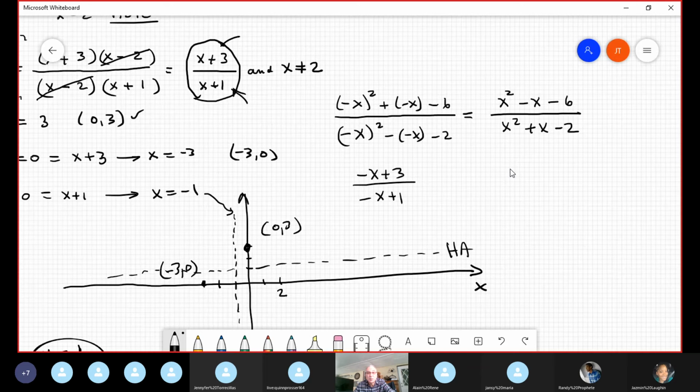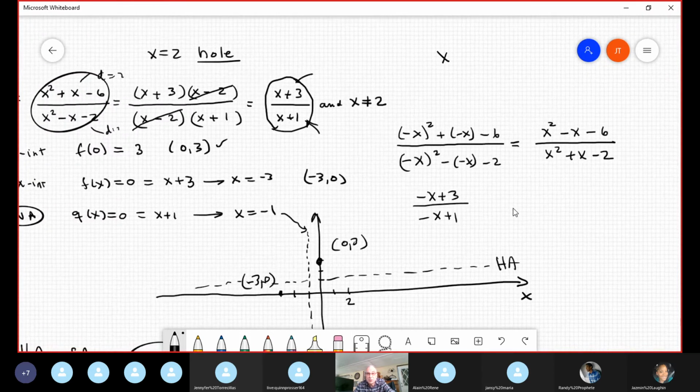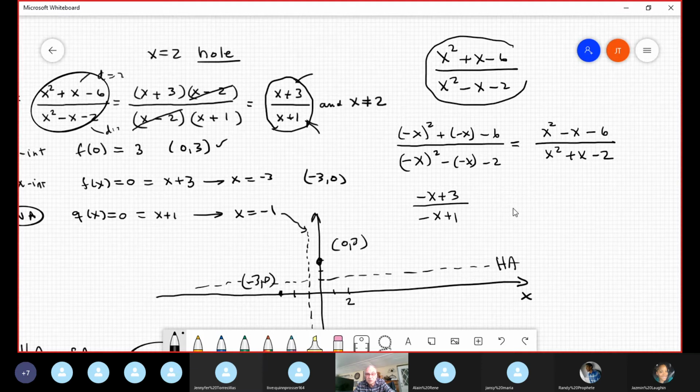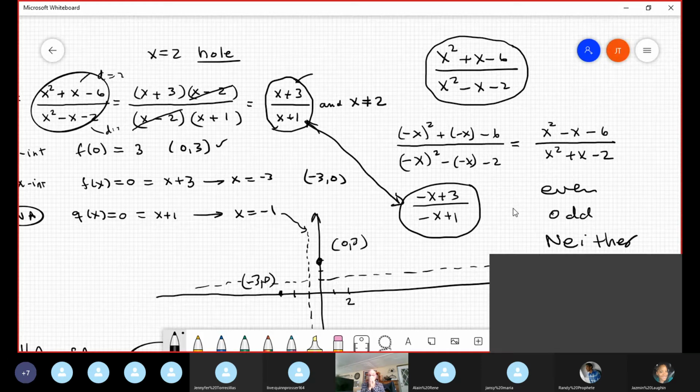Let me copy the original. The original was x squared plus x minus 6 over x squared minus x minus 2. No? This is the original. All this compare with this. It's not the same. What do you think? Even, odd, or neither? What do you think? Even? I don't think so.